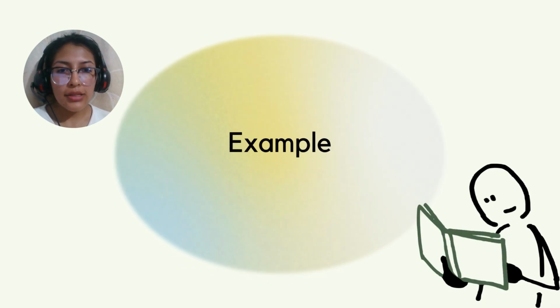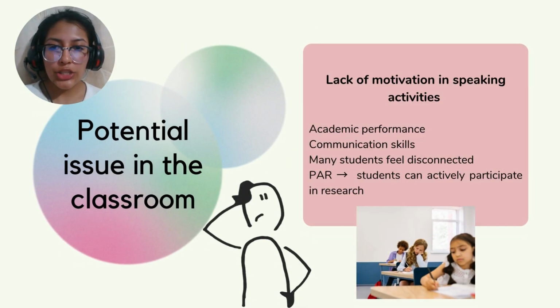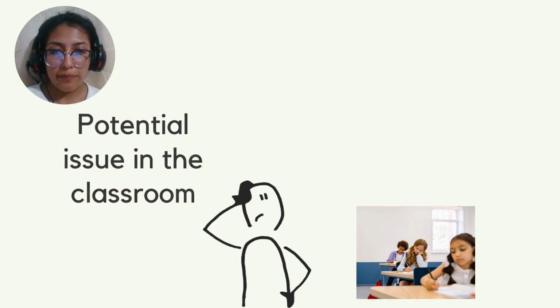Now we will analyze an example in order to apply participatory action research. The potential issue in the classroom is the lack of motivation in speaking activities. This issue affects academic performance in English and limits the development of essential communication skills, so many students feel bored, demotivated, anxious. So, applying participatory action research would allow the students to be more involved in finding more engaging and meaningful ways to practice speaking.